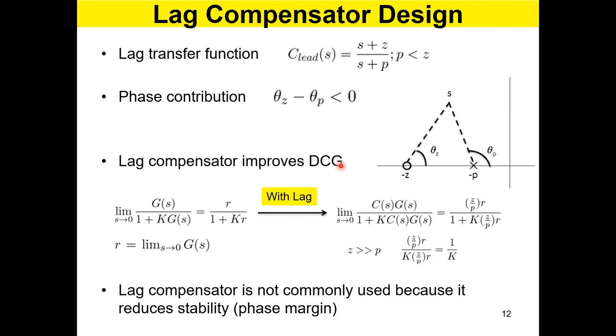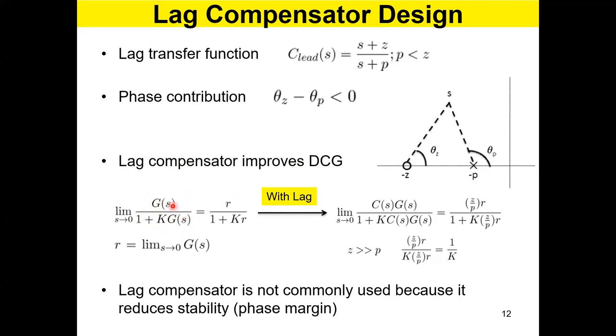That is a good thing. To illustrate that, we can mathematically figure it out. If you know the DC gain of the plant, it is basically as S goes to zero, right? The closed loop transfer function, that is G(s) over 1 plus KG(s).